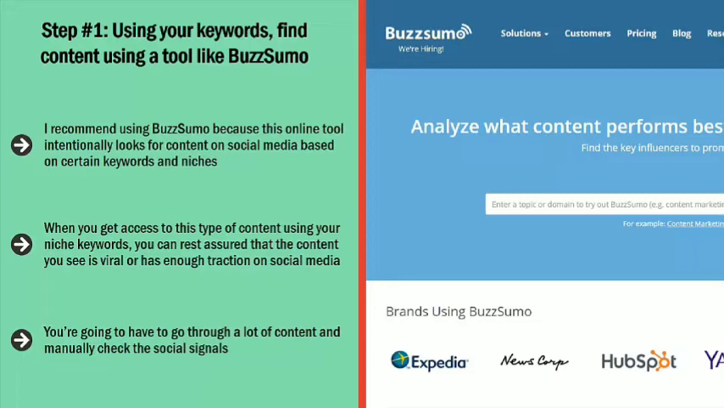It then ranks this material based on their social engagement levels. When you get access to this type of content using your niche keywords, you can rest assured that the content you see is viral or has enough traction on social media. You don't have to use BuzzSumo.